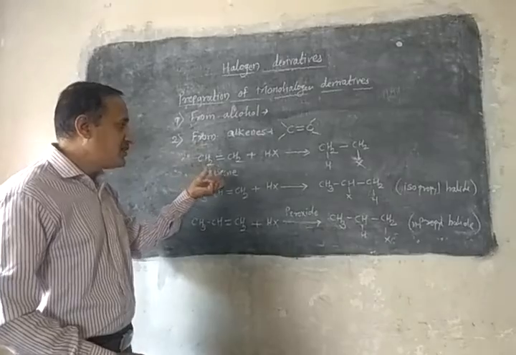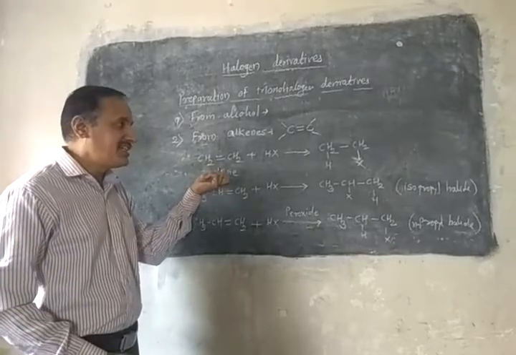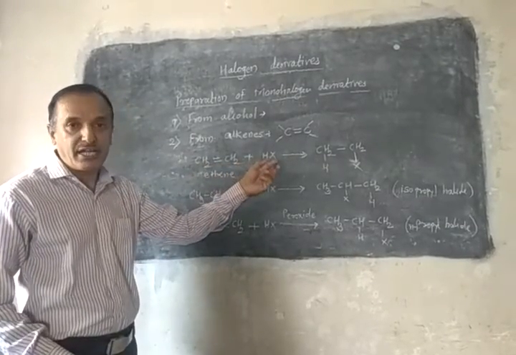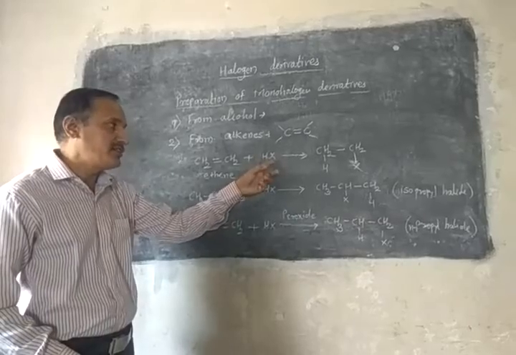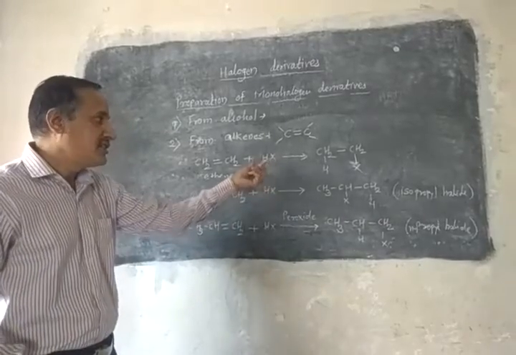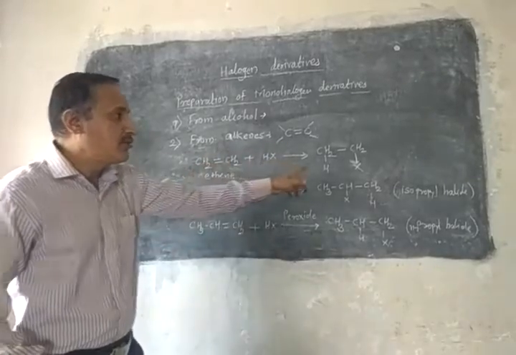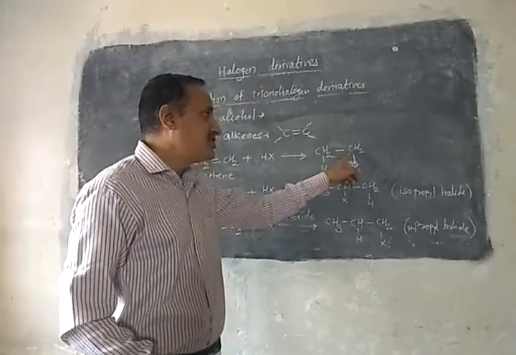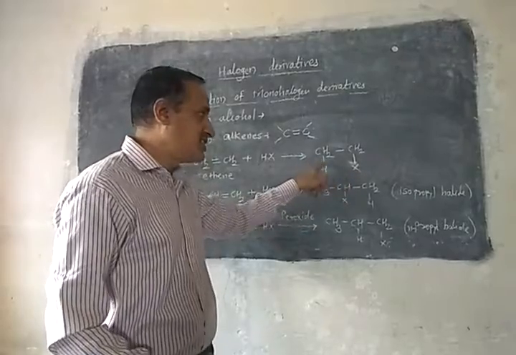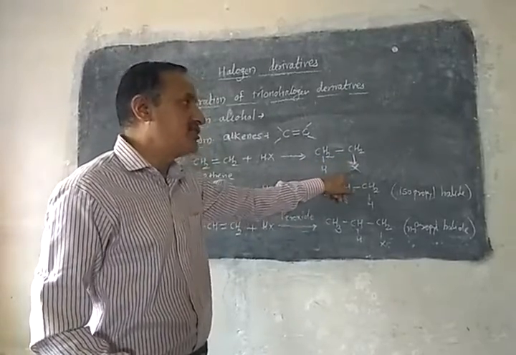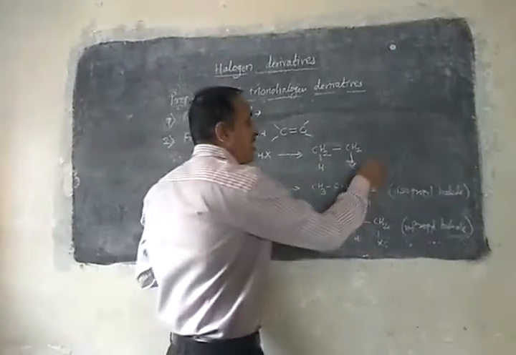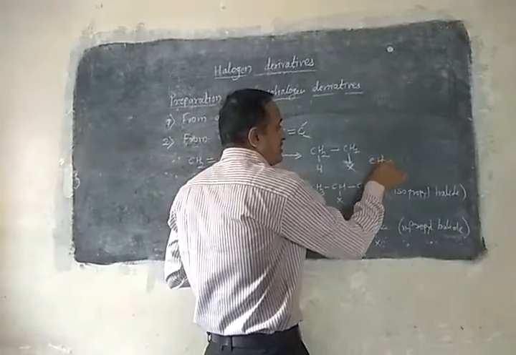So this symmetrical alkene, for example ethene, reacts with the hydrogen halide, that is, the halogen acid. Then this halogen acid is added across the double bond and we get CH3CH2X, which is the ethyl halide. Its name is ethyl halide.